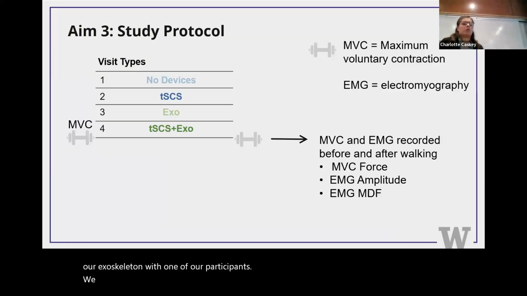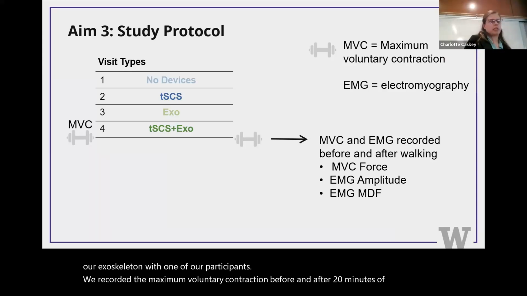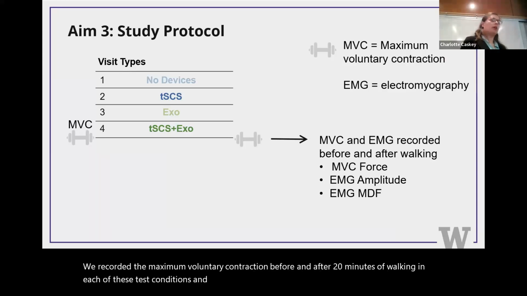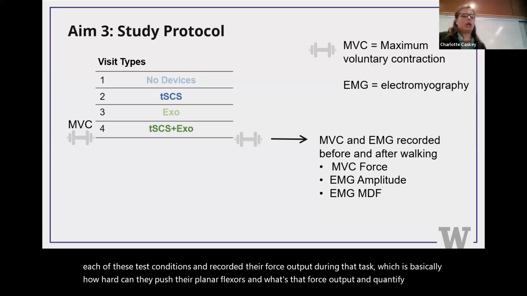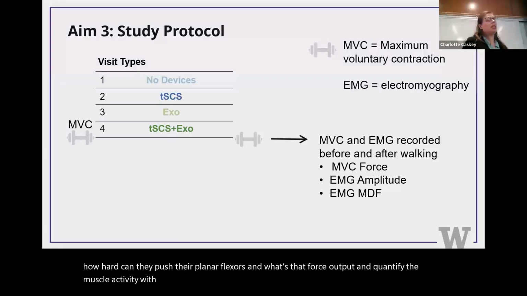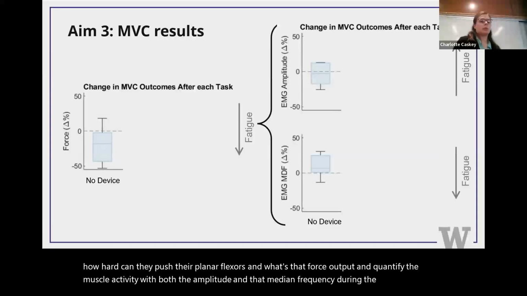We recorded the maximum voluntary contraction before and after 20 minutes of walking in each of these test conditions, and recorded their force output during that task, which is basically how hard they can push their plantar flexors and what that force output is. We quantified the muscle activity with both the amplitude and the median frequency during the task. I'll show these results with some box plots.